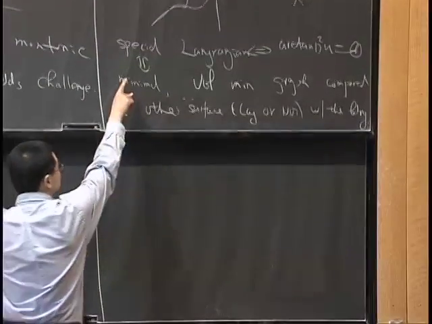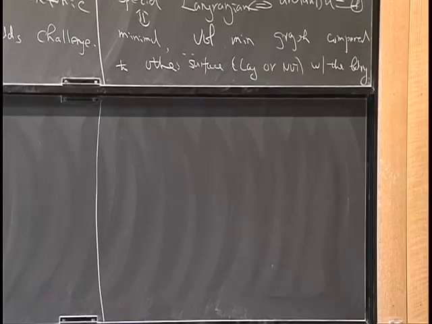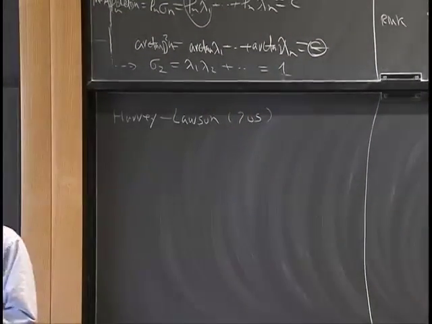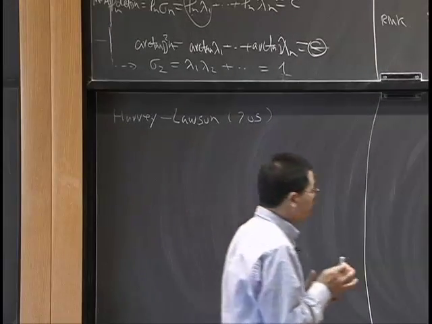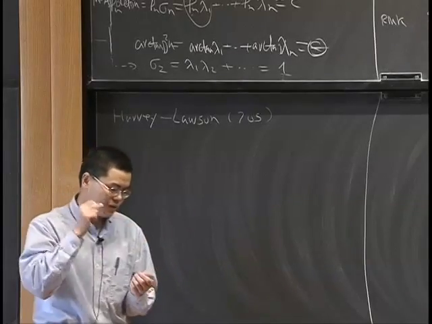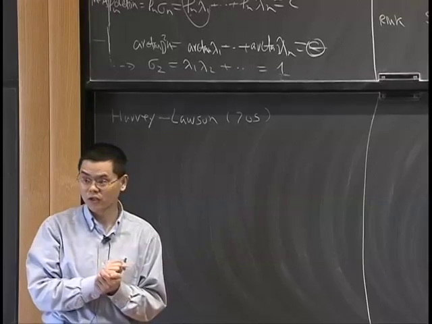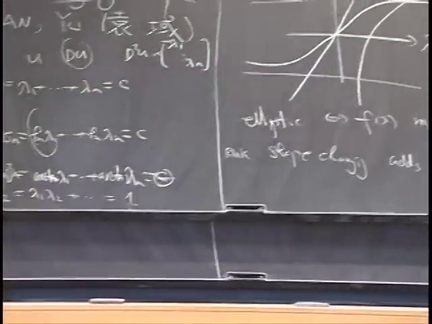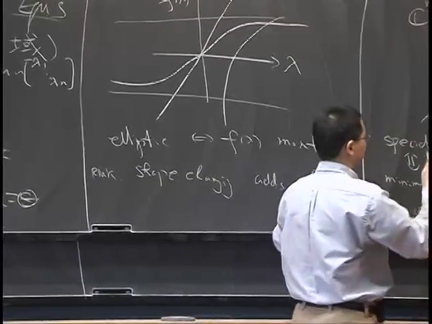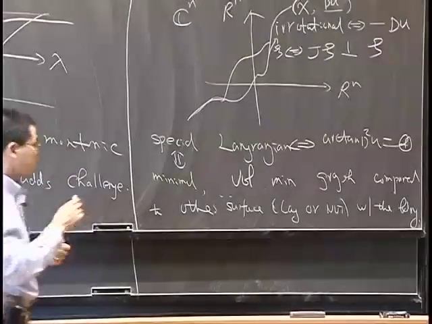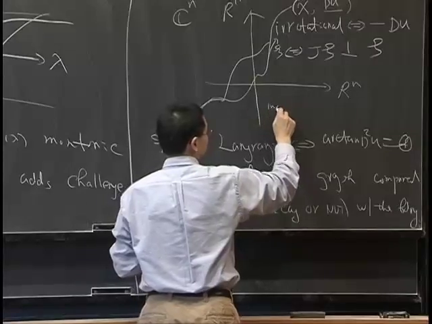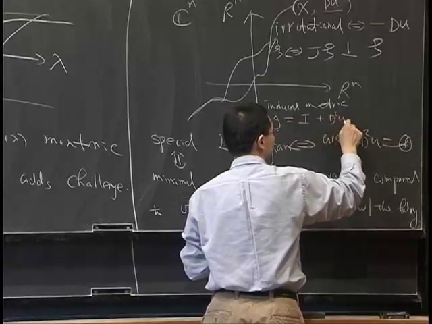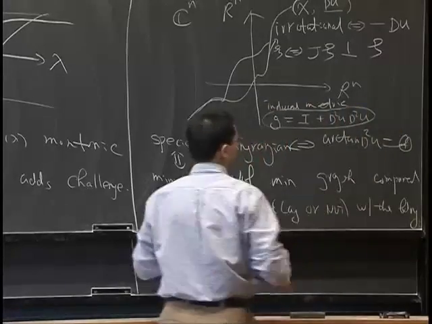To justify that part, that's Harvey and Lawson's discovery in the 70s, something called calibration. I think I'll just indicate how the proof goes. Basically you try to run the fundamental theorem of calculus with some linear algebra inequality, and that is it. Before I go further, I want to indicate the metric. On this Lagrangian graph, the induced metric g is nothing but the identity plus D^2u squared. So this is the induced metric. We'll be using it a lot.